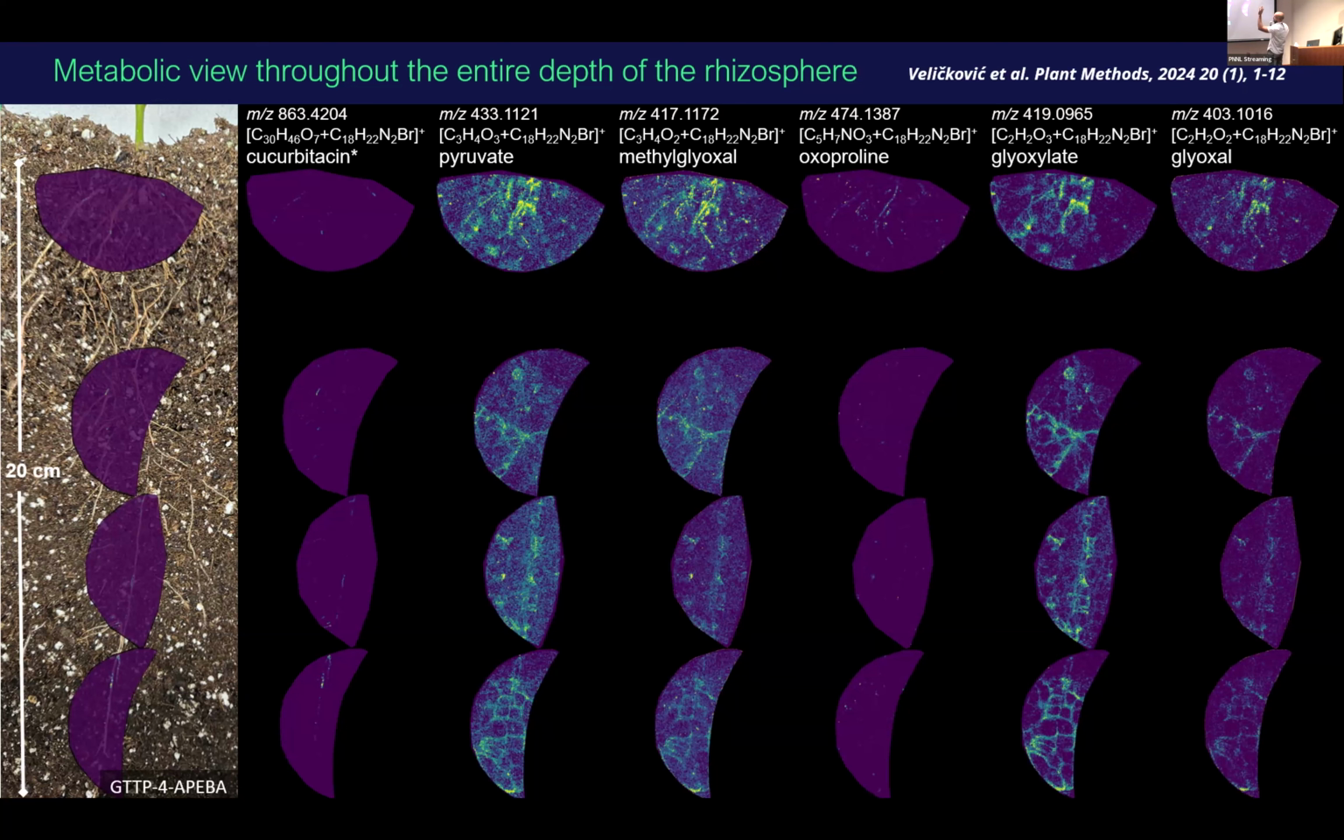So from the root base to the root tip, and some molecules we can detect, 300 to 400 metabolites using this approach. But you can see how, for example, pyruvic acid, methylglyoxal, glyoxylate, glyoxal as well, how they co-localize with the root, but also diffuse in the surrounding soil channels and soil pores along the entire root length. But for example, you can see that oxoproline actually has a gradient of abundance, where it is most abundant in the root base.